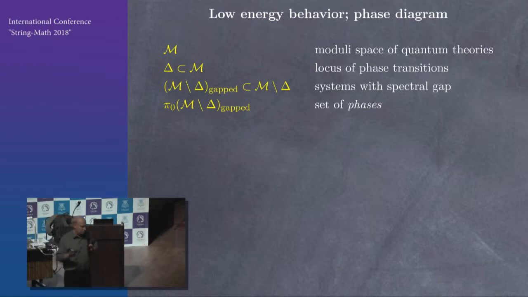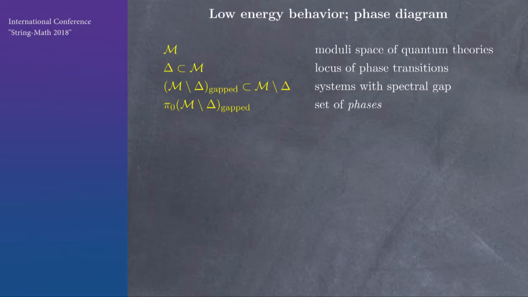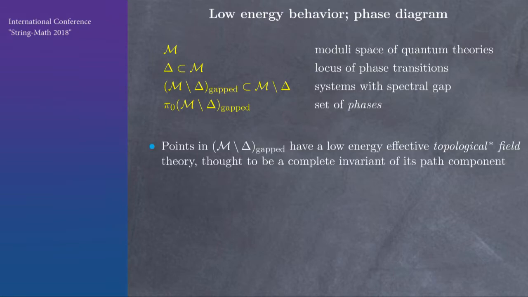It's something we do in geometry all the time. Take some kind of algebraic variety like Calabi-Yau threefolds. We might throw out singular ones and then look at what's left. And the question we usually ask about deformation classes, in this context, pi naught, the path components of what's left, those are called the phases. And so we might ask, what are the possible phases?